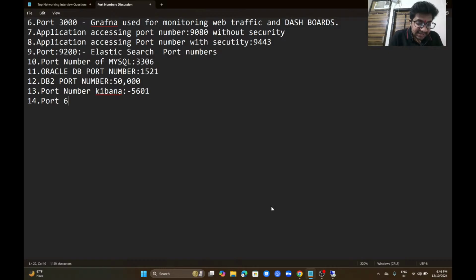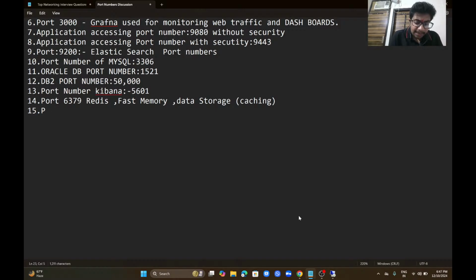Port 6379, Redis: fast memory, data storage by using cache memory, like browser cache or any other caches. They are the most important.